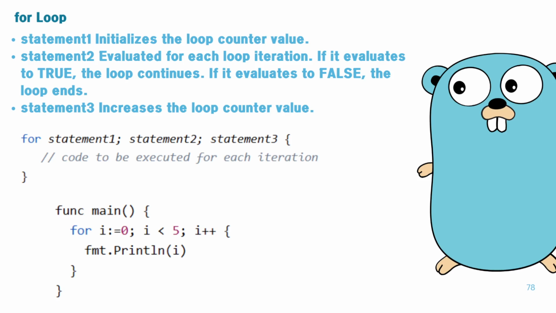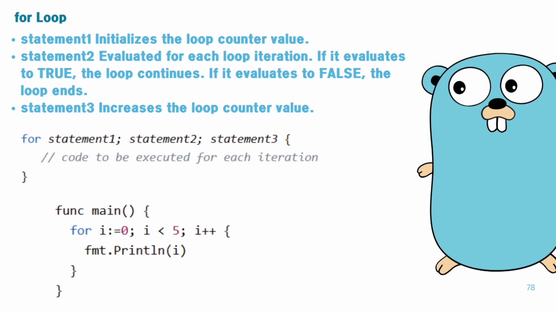We have to specify three statements in a for loop, where statement 1 initializes the loop counter value, and statement 2 is evaluated for each loop iteration. If it is true, then the loop continues, otherwise the loop ends. Statement 3 increases or updates the value, which will at some point make statement 2 false, so that the loop ends there, otherwise we will be stuck in an infinite loop.